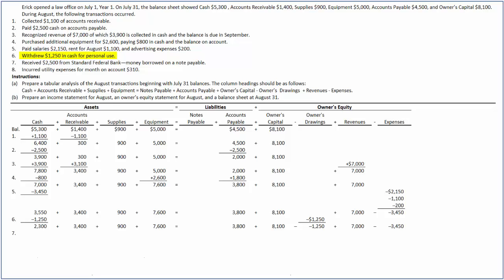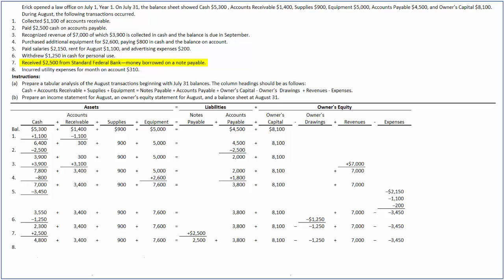In the seventh transaction, Eric received $2,500 on a note payable from Standard Federal Bank. As cash is coming into the business, cash increases by $2,500, which in turn increases assets. As money is borrowed on a note payable, a liability account increases by $2,500. After this transaction, cash increases to $4,800 and notes payable increases to $2,500. The balances in all other accounts remain the same.